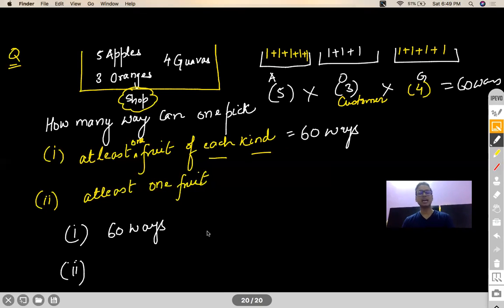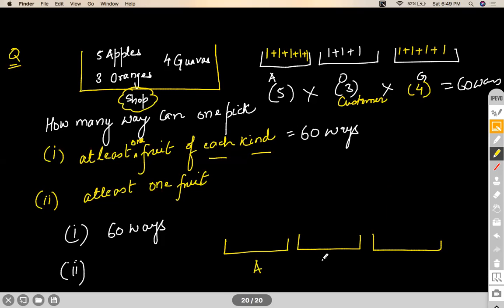The answer is actually 119. Now, how? Let's discuss. See, again, for the second case, again, you go with these three baskets. Now, this time, it is not necessary that you have to pick up any apple. So you may end up having no apple also. That's one way. One apple, two apple, 3, 4, 5. That means total is 6. Right? Now, this is one way here where this bucket is not filled up. That means you have nothing in the apple basket.